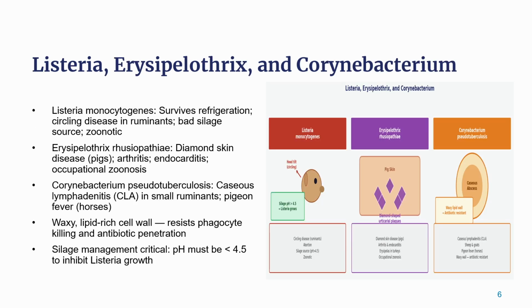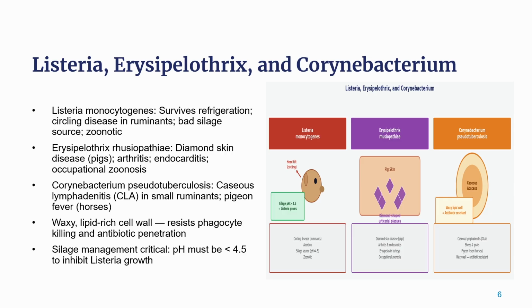Three others don't always get enough airtime, but they're highly clinically relevant. Listeria is fascinating from a food safety standpoint. It grows at 4 degrees Celsius, meaning your refrigerator doesn't stop it. In ruminants, poorly fermented silage with high pH is the classic source. The pH should be below 4.5 to inhibit growth. When animals ingest large amounts, the bacterium invades macrophages and actually polymerizes host actin to propel itself through the cytoplasm from cell to cell, an incredible evasion mechanism.